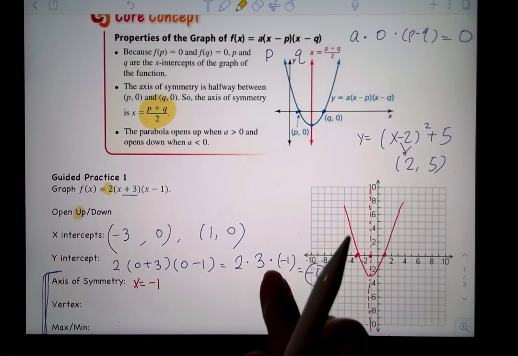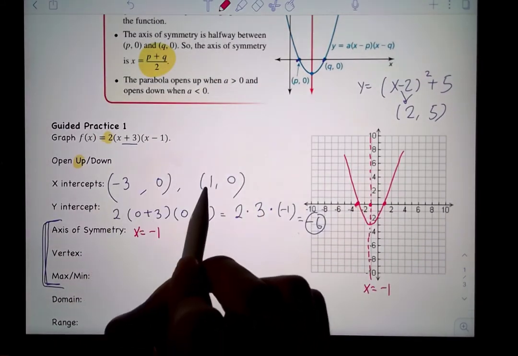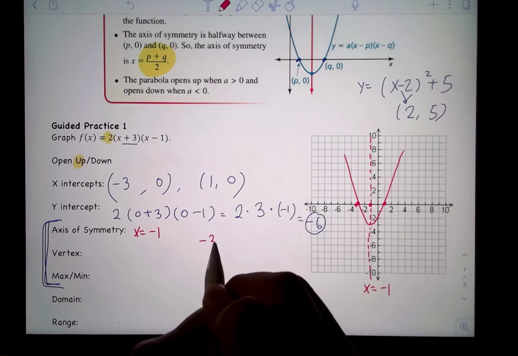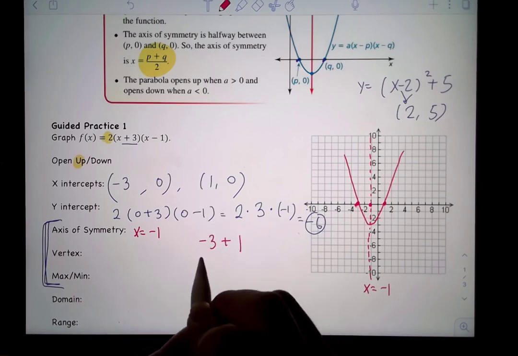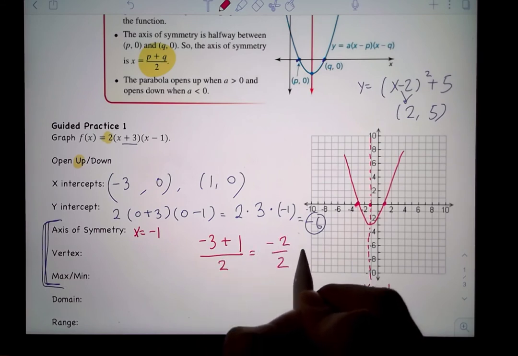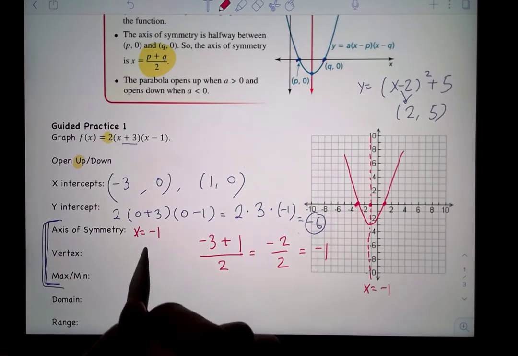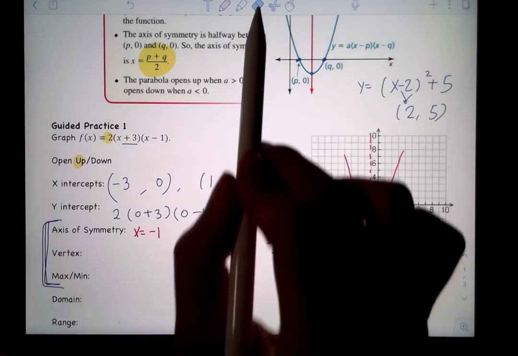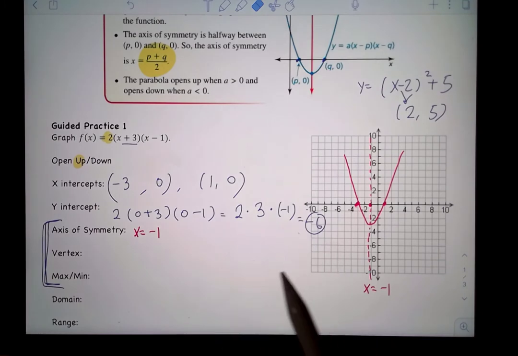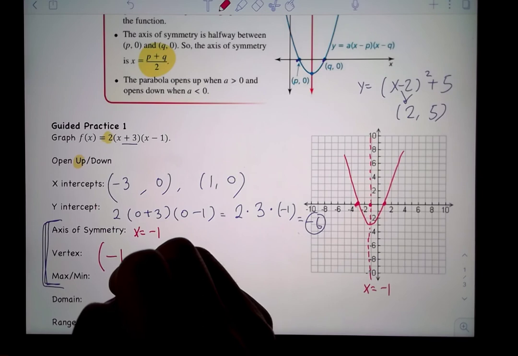So let's look at this. Then let me try this. My two x values, -3 and 1, right? So you do -3 plus 1 over 2. Then that is -2 over 2, which is -1. Okay. So anyway, we got the axis of symmetry, which is -1. Let me delete this. And then we want to find the vertex, right? We want to find the vertex. Then we know the axis of symmetry, which is -1.